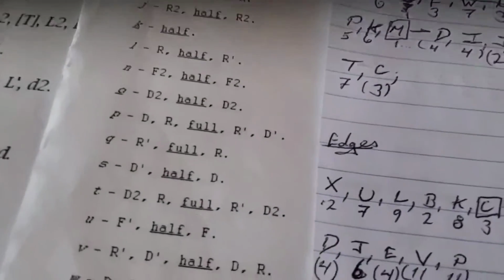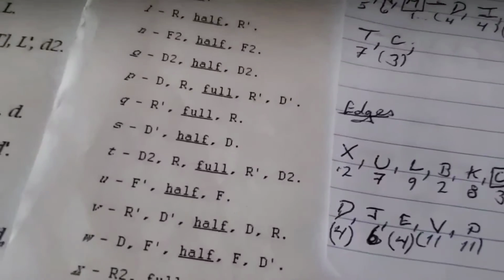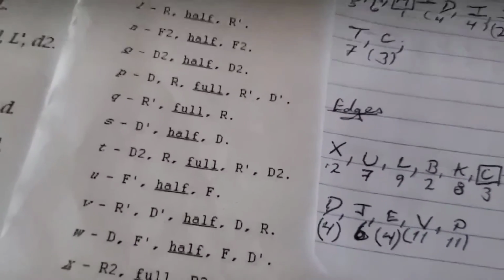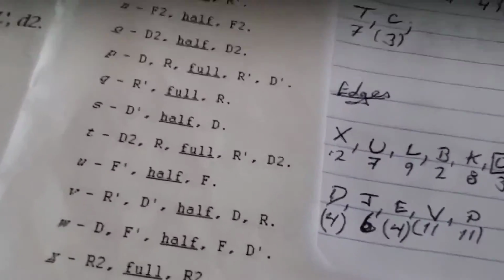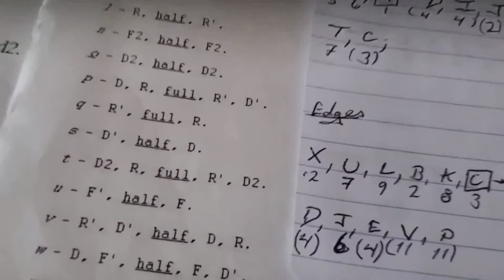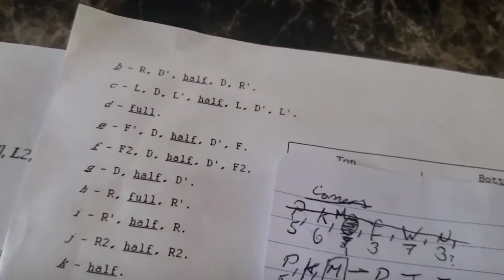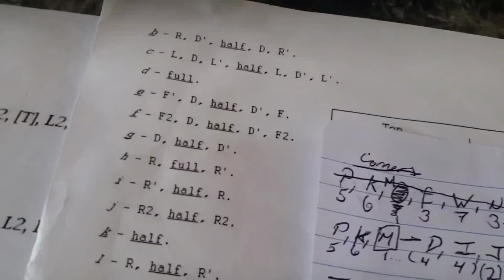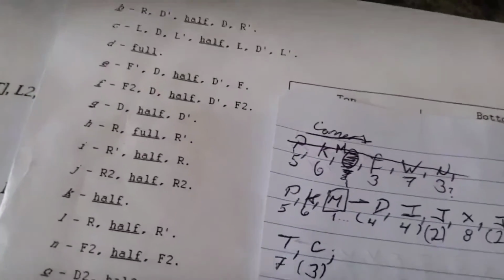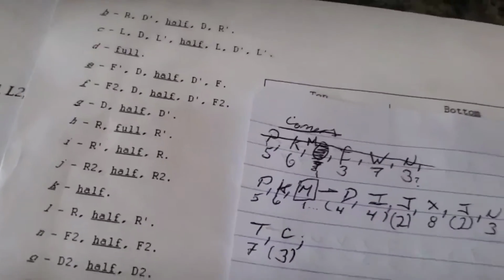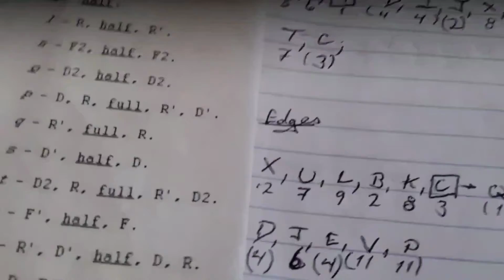T, D2, R, R prime, D2. After the T is a C, which is L, D, L prime, then L, D prime, L prime. Okay, so that should be all the corners.